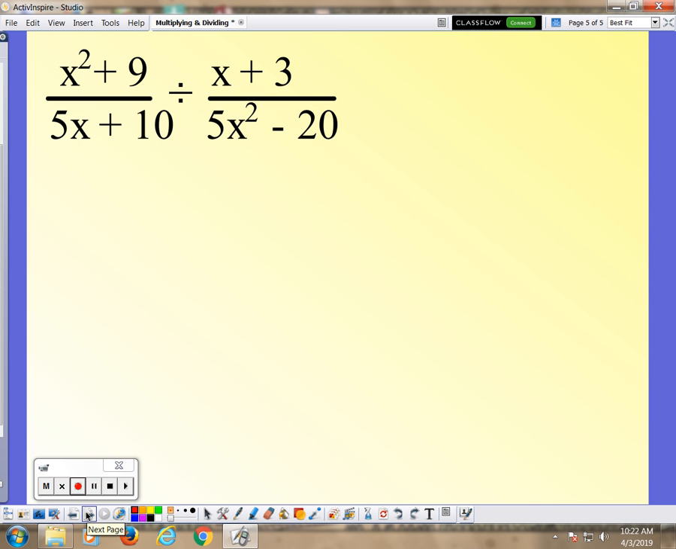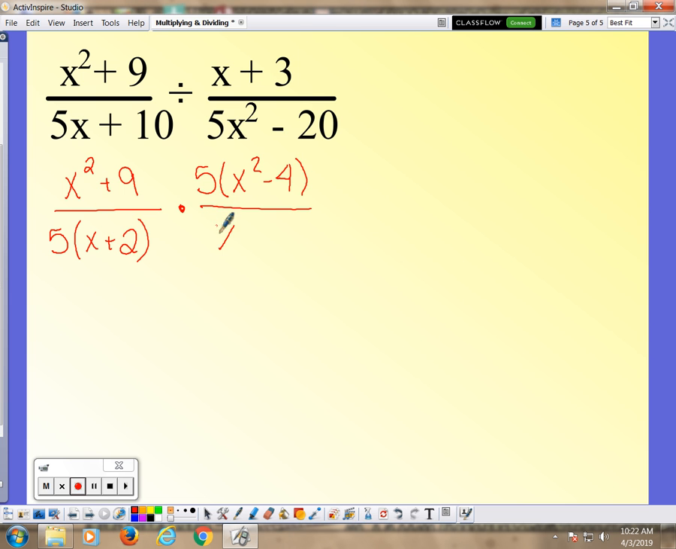All right, this is division. So remember, we're going to keep the first fraction the same. We're going to change the symbol and do the second one. We're going to flip it. So x squared plus 9 does not factor. The 5x plus 10, I see that a 5 will divide out of each of those terms evenly. Change my symbol. As I flip, I'm going to factor. So this is 5 times x squared minus 4 over x plus 3.